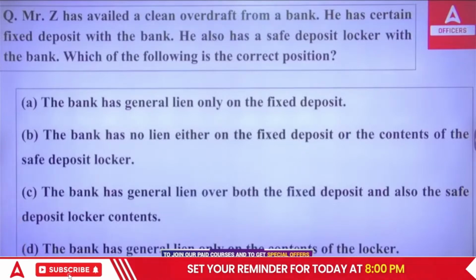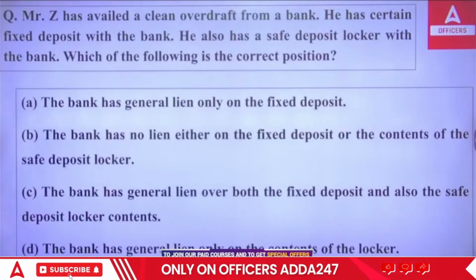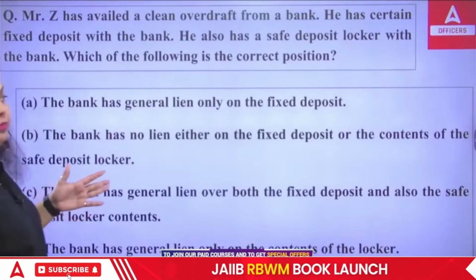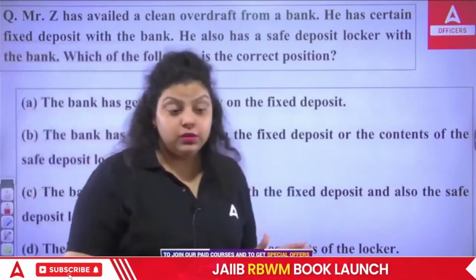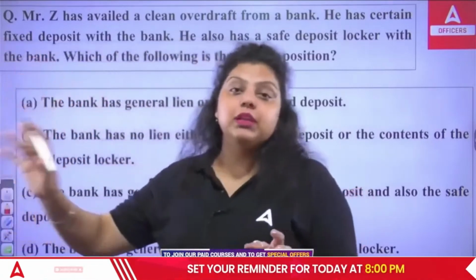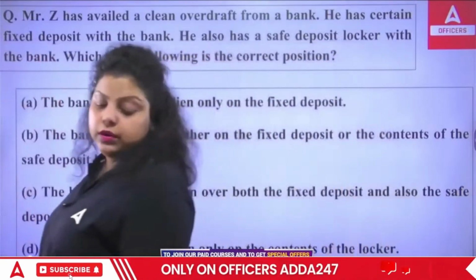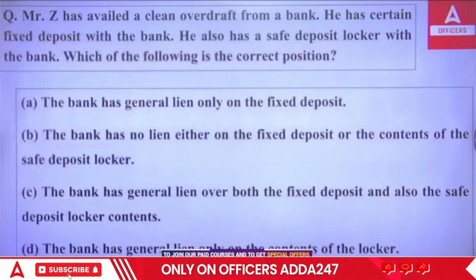A, B, C or D? So, a banker's lien is simply when the bank has a right on the collateral until and unless the customer repays the loan to the bank. Okay. Now, let me know which of the following is correct.